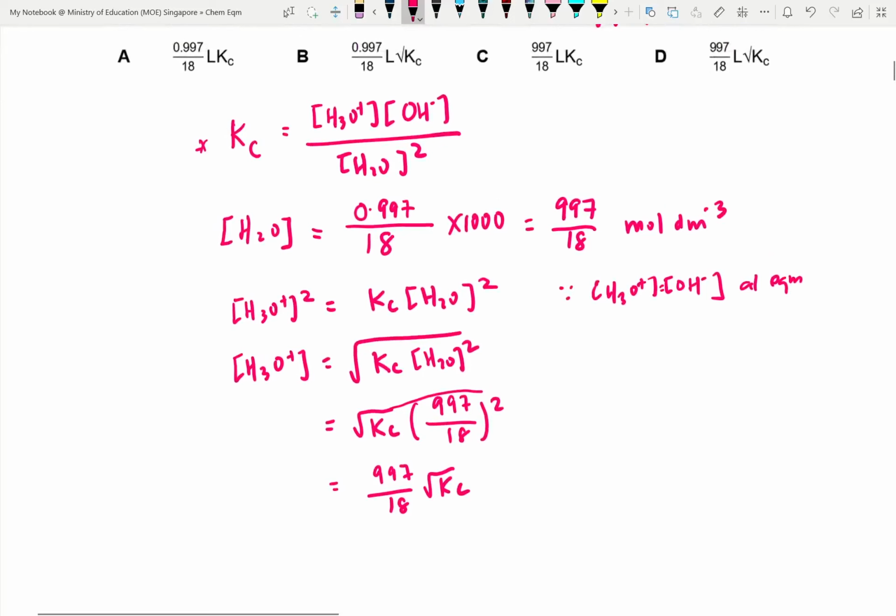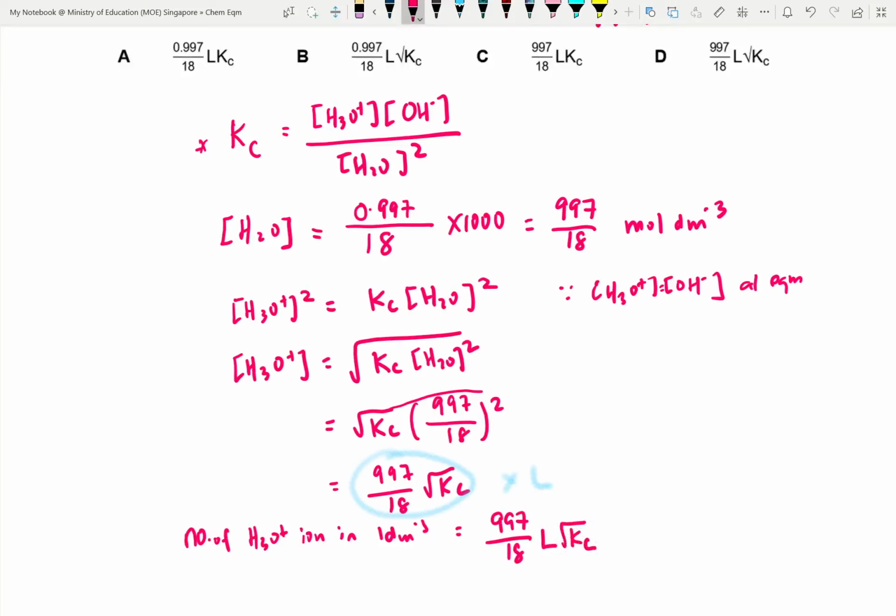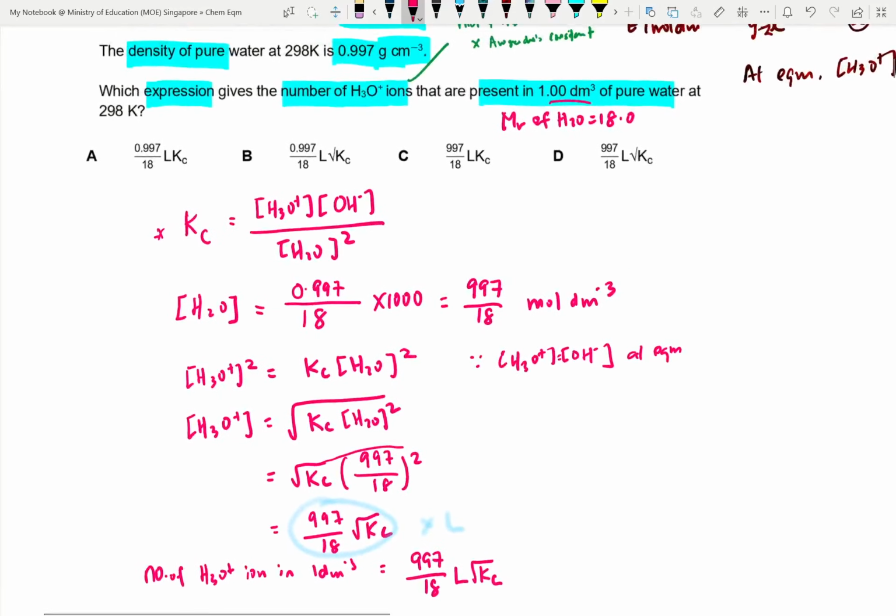Now if I want to know the number of H3O+ ions in 1 dm³, I just need to use this value and multiply by the Avogadro constant. Agree? So that's how I get 997/18, and then I have L, which is the Avogadro constant, and the square root of Kc. That is how you get the value, or rather the answer D.